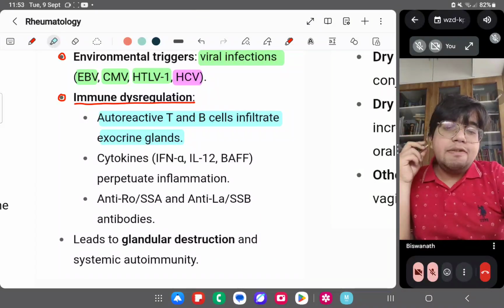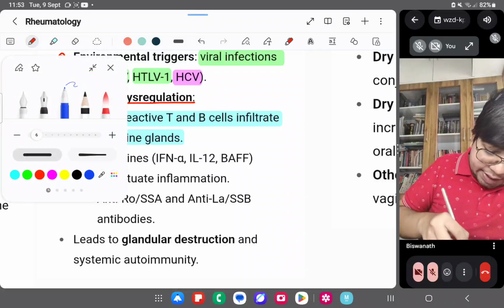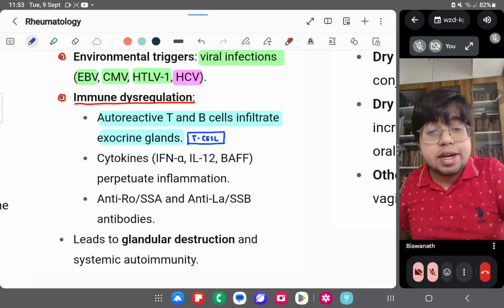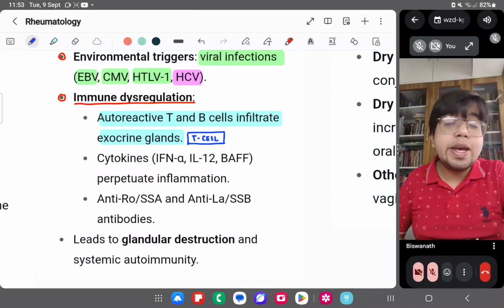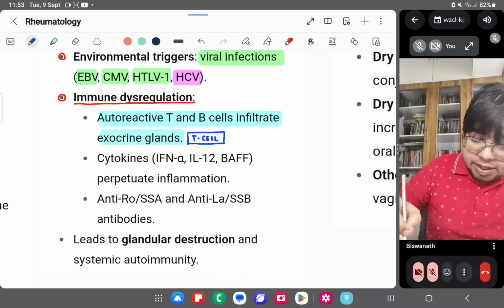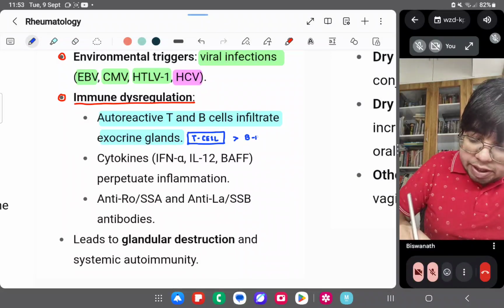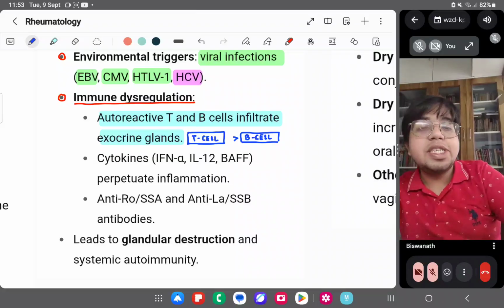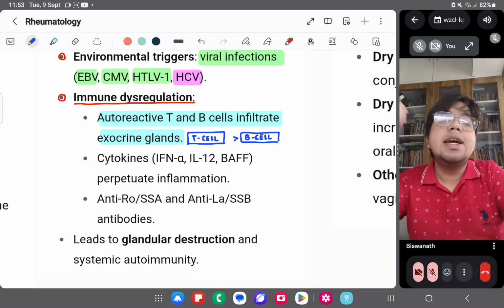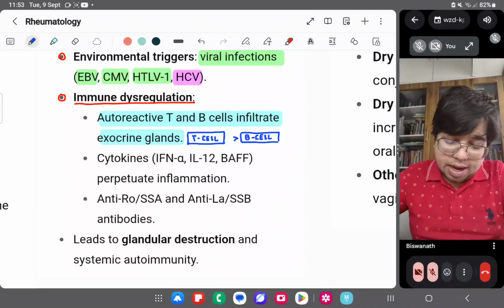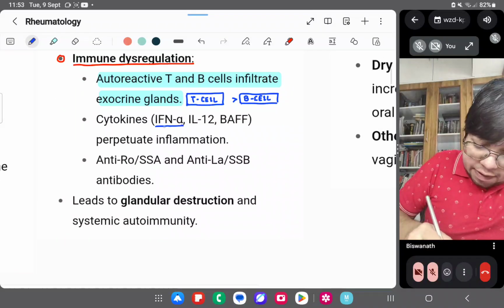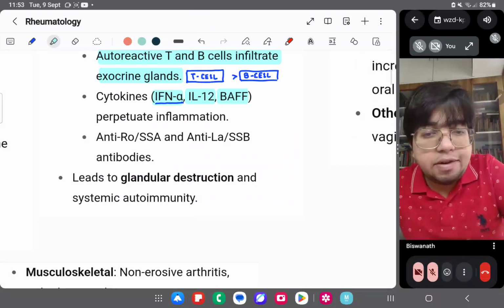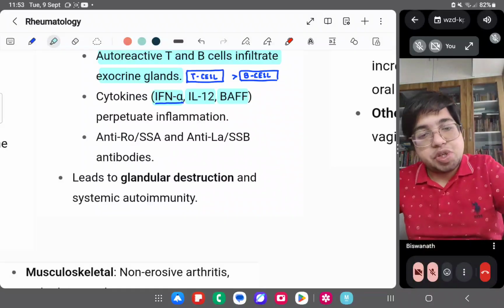Basically the inflammation is T cell mediated, where Th1 cells play a good part. It is a combination basically, but T cell more than B cell. These are autoreactive, and when they become autoreactive, they infiltrate the glands and start destroying them. Interleukins, interferon alpha, interleukin 12, BAFF, these are perpetuating the inflammation, right?